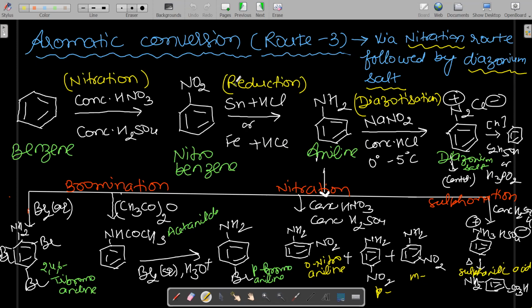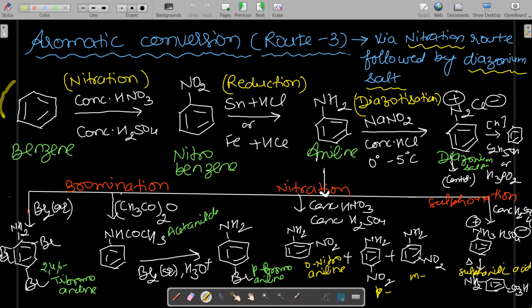So, today, friends, we are going to discuss aromatic conversion, next part. Following route 3, what is the meaning of this route 3 aromatic conversion? It means using a nitration reaction, followed by formation of a diazonium salt. So, let's start the conversion.